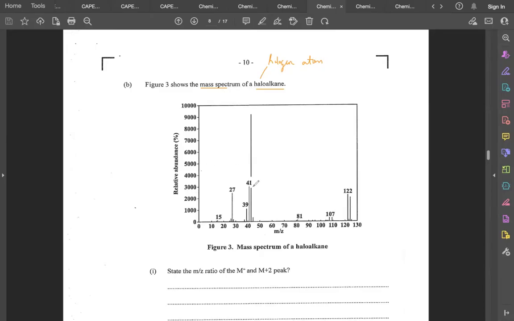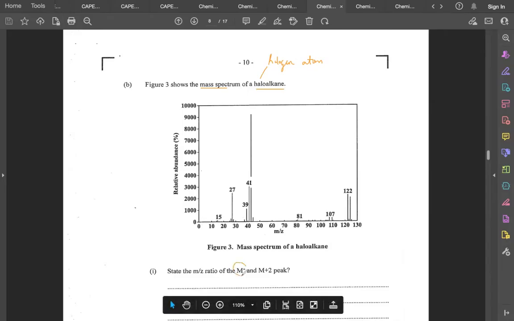Now, we have what we call a molecular ion peak, right? That's our M plus peak. And that is the peak that's associated with the ionization of the molecule or the sample that we put in, right? So that molecular ion peak represents the 1 electron being knocked out of our sample, right? So the ionization of the sample is what produced that.